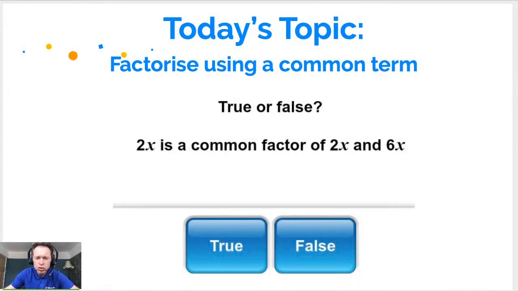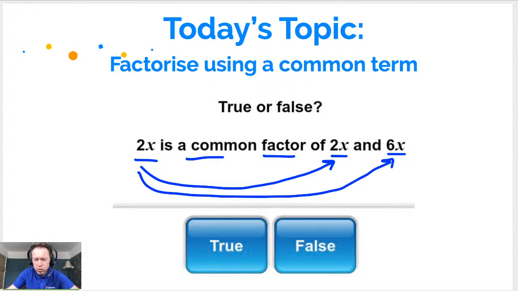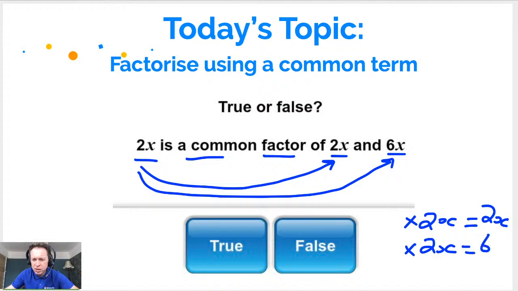This one says true or false. 2x is a common factor of 2x and 6x. What we're asking is 2x inside 2x, and is 2x inside or part of 6x? Another way to ask this is there something you can times 2x by to make 2x, and is there something you can times 2x by to make 6x? Well, there is. 1 times 2x makes 2x, and 3 times 2x makes 6x.